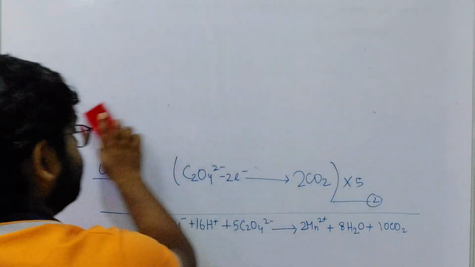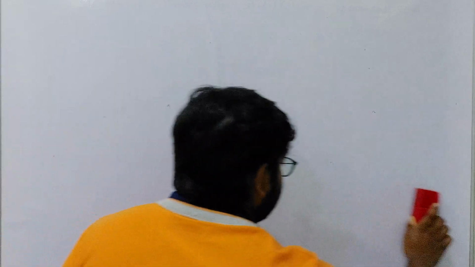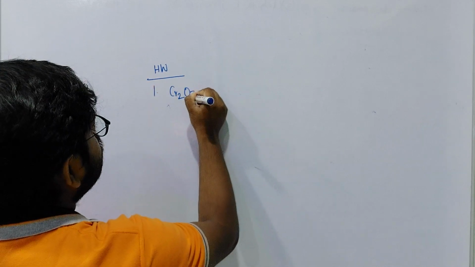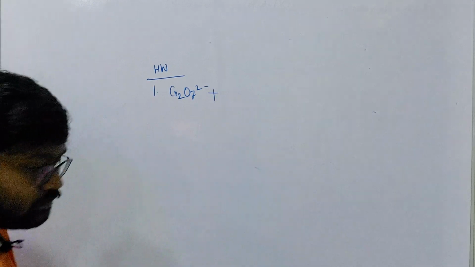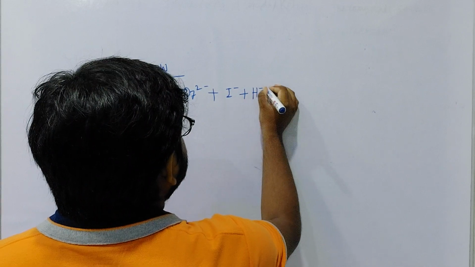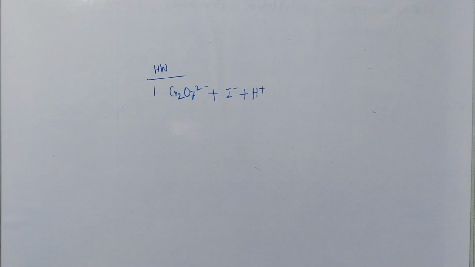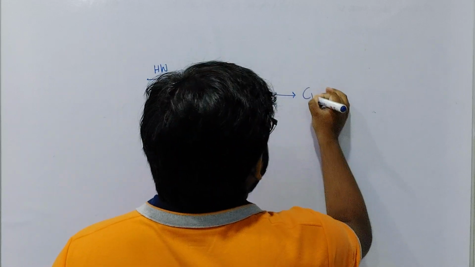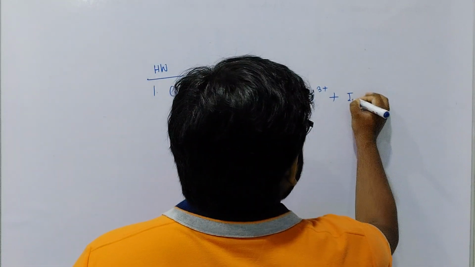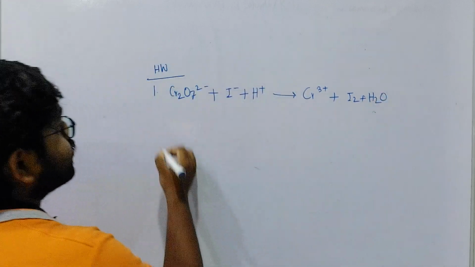So let's take some homework. These are the homeworks. First of all, this is your homework number 1: Cr2O7 2 minus plus I minus plus H plus gives chromium 3 plus, I2 plus H2O. This is a chemical equation that you have to balance.